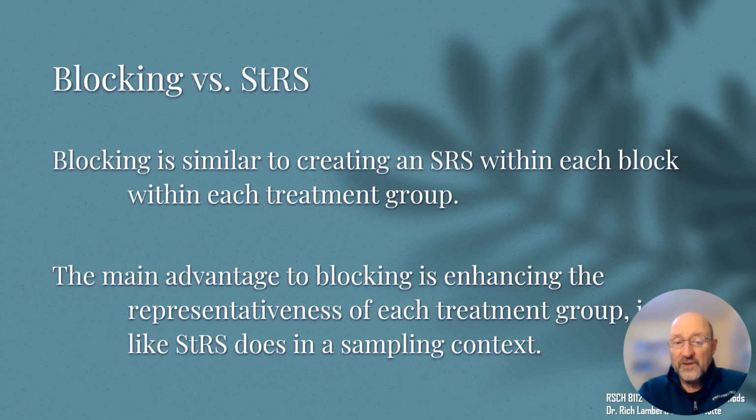So just like we said that you do a mini random sample within each stratum, it's the same thing here. Blocking is similar to creating a simple random sample within each block, within each treatment group. In other words, you're randomly selecting who gets to be in the treatment and who gets to be in the control group, but you're doing it within each block, and then you combine all of those. So the main advantage to blocking is enhancing the representativeness of each of the treatment conditions, just like stratified random sampling does that for the total sample in a sampling context.